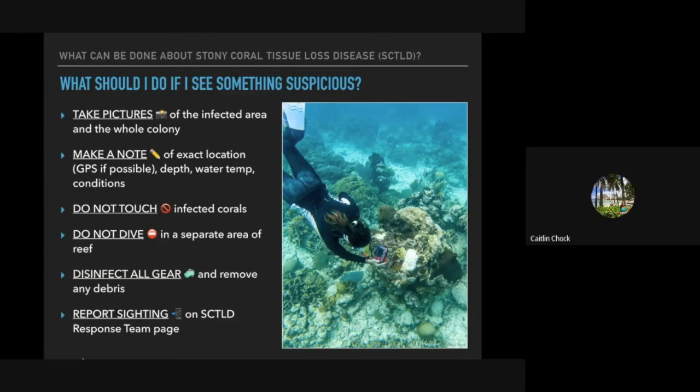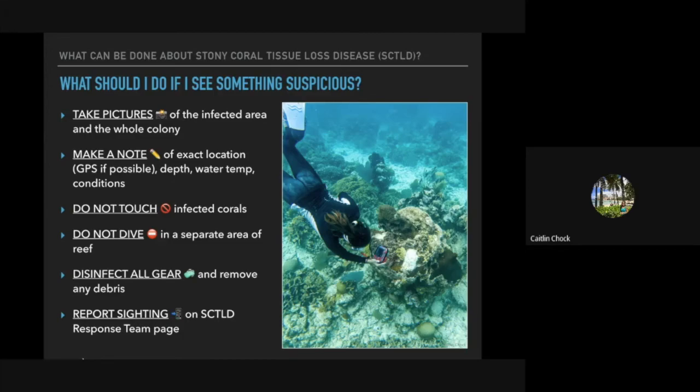Really important to remember, do not touch any infected corals because this disease does spread through direct contact. You don't want to get any of those pathogens on yourself, on your equipment. If you suspect SCTLD, do not dive in a separate area of the reef because we can bring that with us in our equipment to another area of the reef and spread it that way, which we definitely don't want to do. We do want to disinfect all of our gear and remove any debris, sand, sediment, seagrass, anything like that.